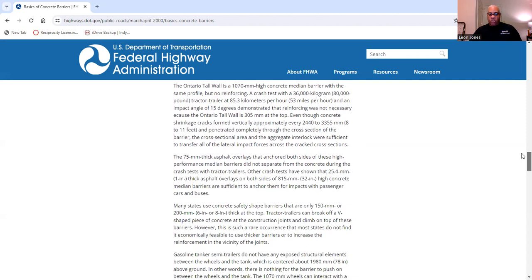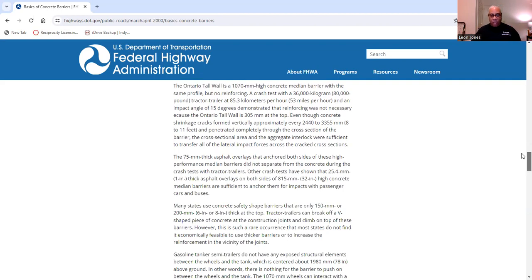So other crash tests have shown that 1-inch thick asphalt overlays on both sides of 32-inch high concrete median barriers are sufficient to anchor them for impacts with passenger cars and buses. So remember something about barriers. They've got to be approved by the FHWA and your state DOTs.